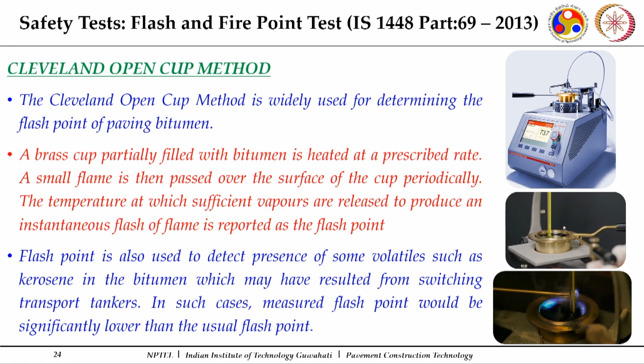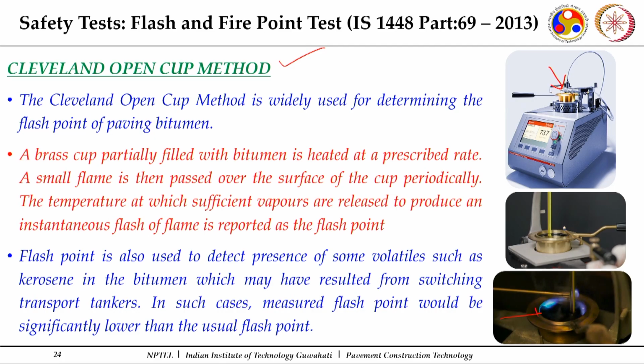And there is a standard Cleveland open cup method, where you pour the binder into the cup and gradually heat it, and bring a flame over the top, and you see where the flash is occurring, because the vapors are formed at higher temperatures. Normally it is in the range of 220 to 250 degrees centigrade for different bituminous binders.